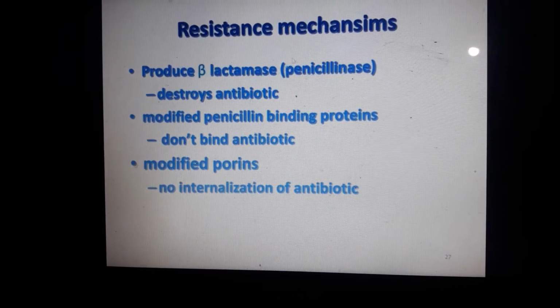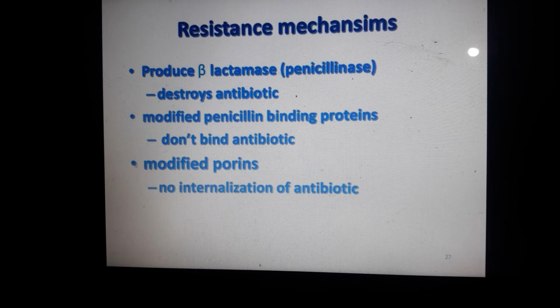So for the mechanisms of resistance, they produce ß-lactamase. This is penicillinase, which destroys or degrades the antibiotic. Modified penicillin binding protein usually refers to the inhibition of the binding of the antibiotic to penicillin binding proteins.